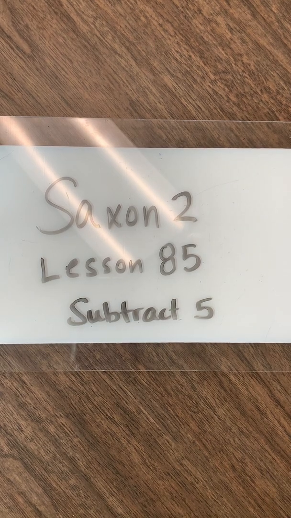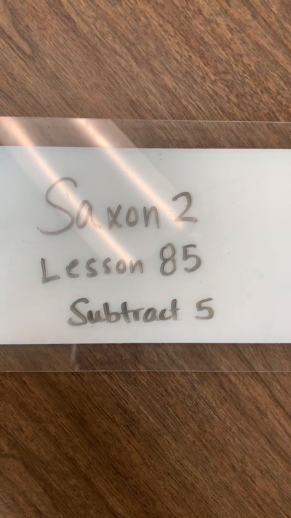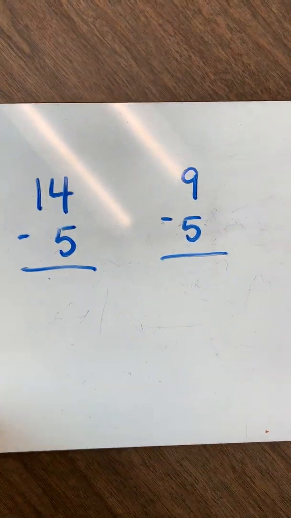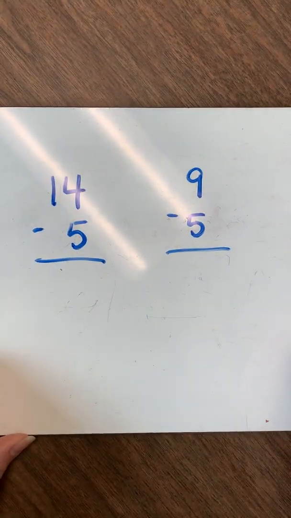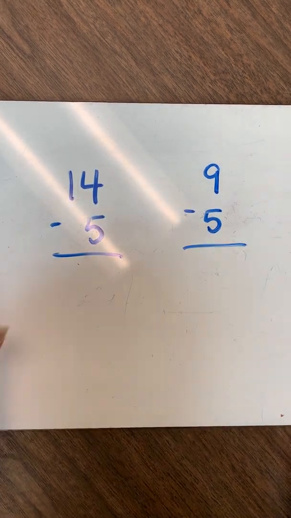Today we are going to do Saxon 2, Lesson 85. We're going to review how to subtract 5. First I have these two problems. I'm going to use my pennies to act out these problems.